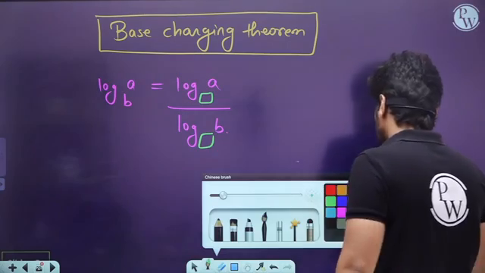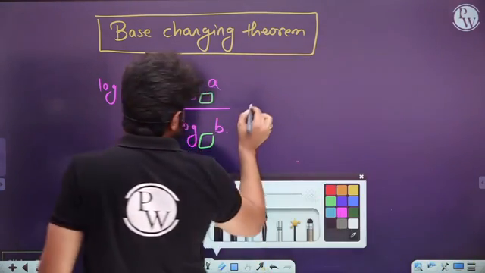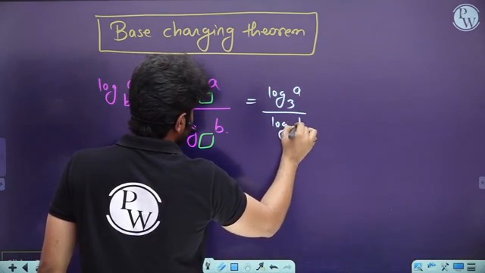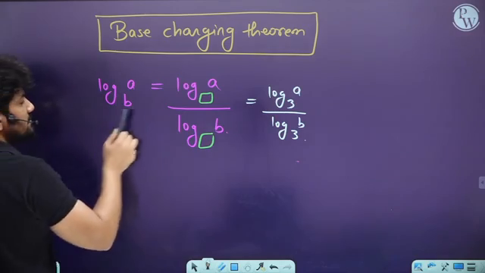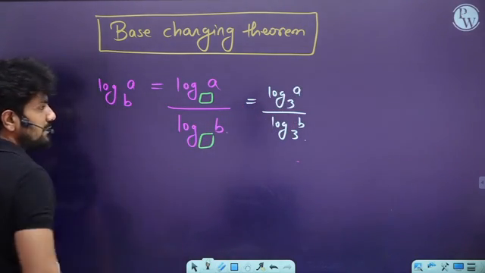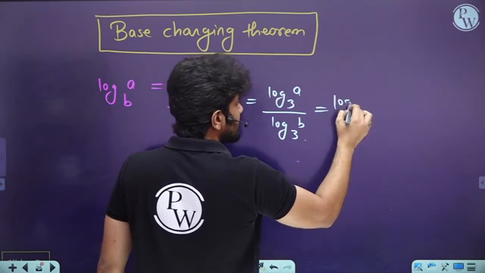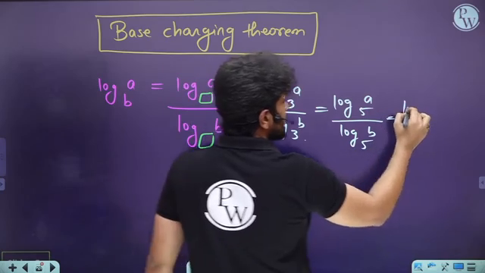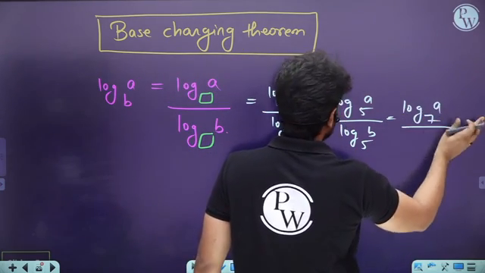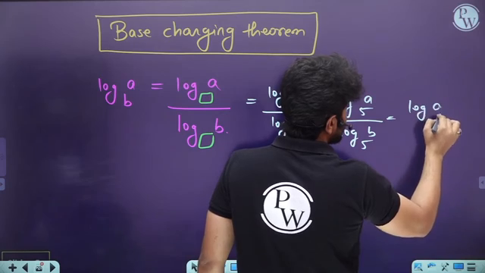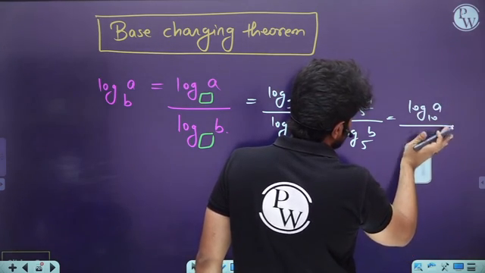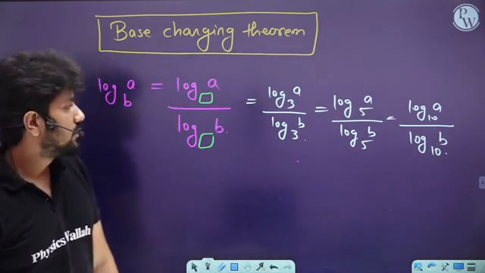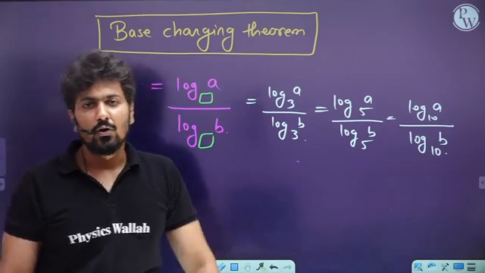So basically you can write log of a to the base b as log of a to the base 3 upon log of b to the base 3, or as log of a to the base 5 upon log of b to the base 5, or log of a to the base 7 upon whatever you want, or log of a to the base 10 upon log of b to the base 10. So this is what the base changing theorem says. All of these things are equal, or vice versa.